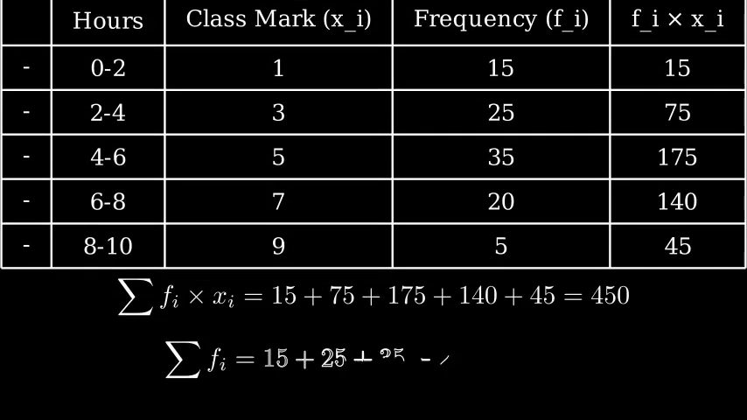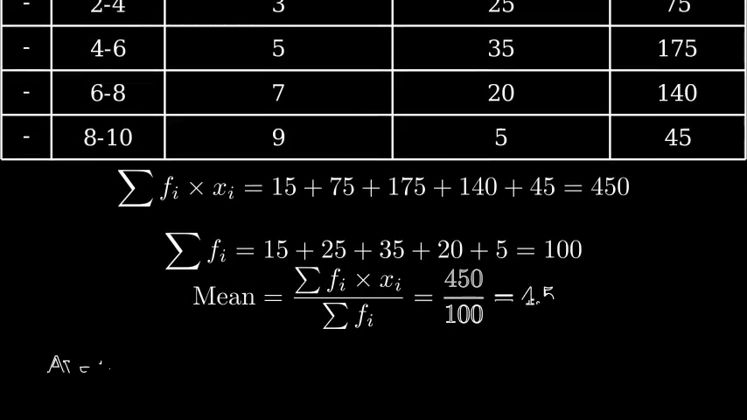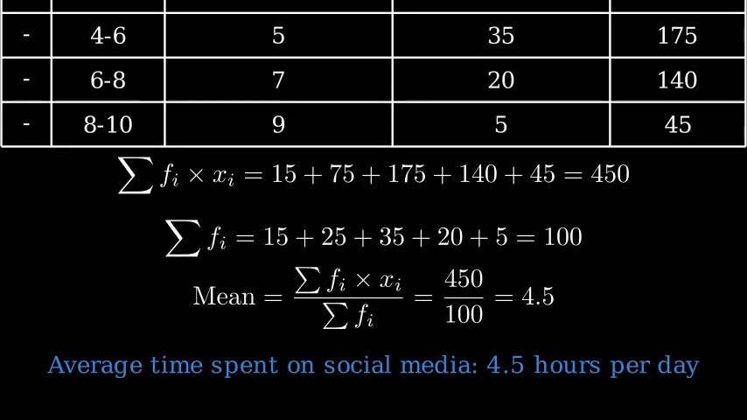Now, we multiply each class mark by its frequency and find the sums. Finally, we calculate the mean. Mean equals 450 divided by 100, which equals 4.5. So, on average, students spend 4.5 hours daily on social media.